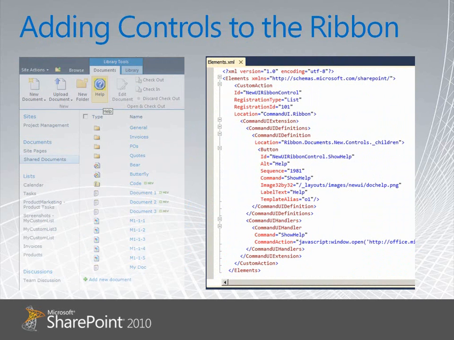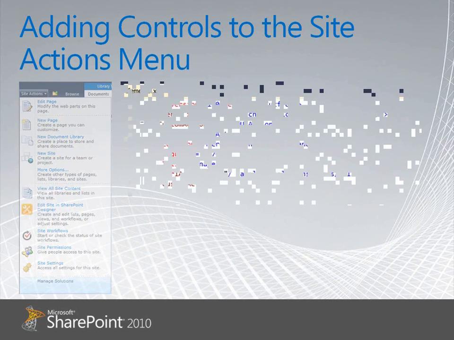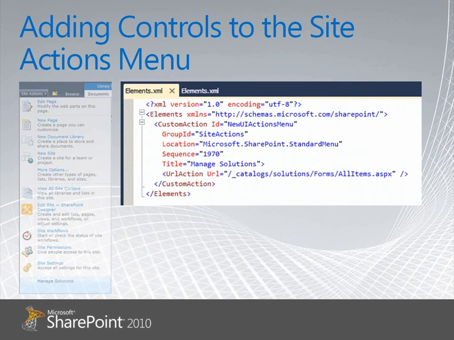In a very similar way, we can modify the Site Actions menu. So there we have a Manage Solutions item at the bottom. And this is an example of an XML file to achieve just that. So this is really simple. We have a URL action that points to an administrative page in our SharePoint file system. And again, you will see this in the demos in this module.